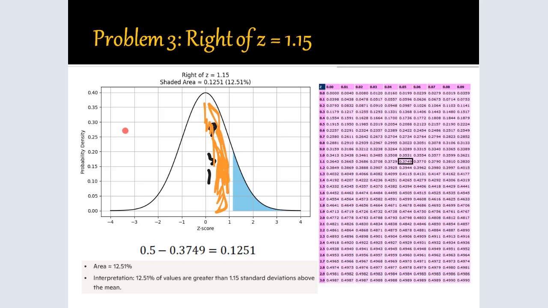Since this is 50% and the other half is also 50%, 0.5 minus 0.3749 will give us 0.1251 or 12.51%. So 12.51% of the values are greater than 1.15 standard deviations above the mean. Okay, so above meaning it's on the right side of the mean.